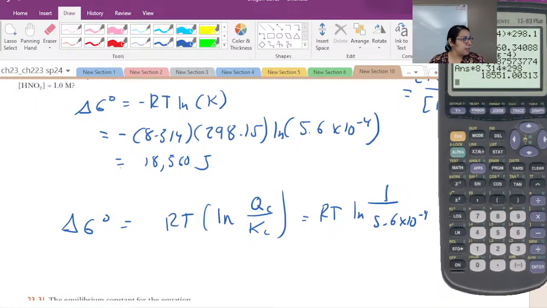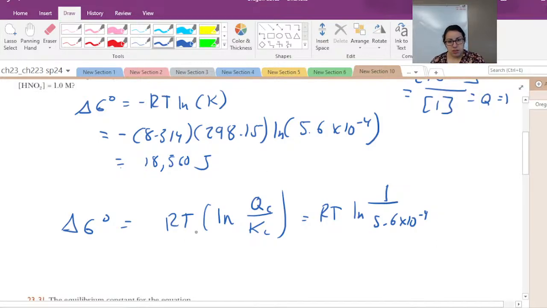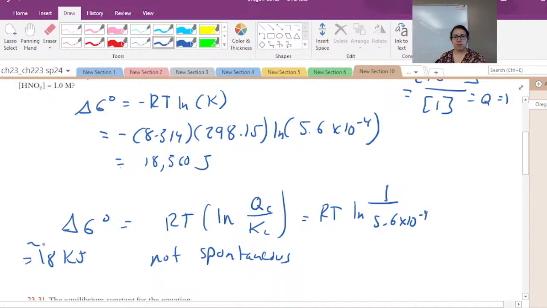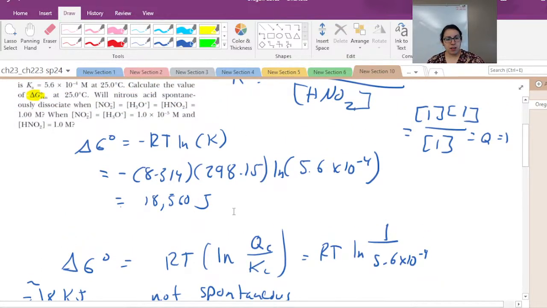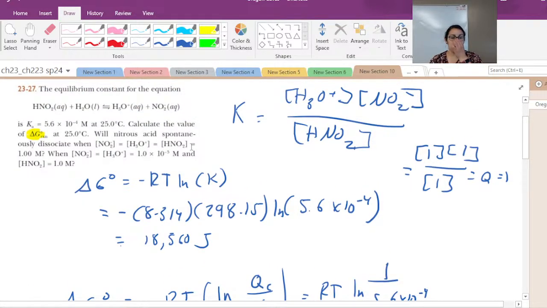And so what do we get for that? So would it be spontaneous? So no. So under these conditions, right, not spontaneous. So we're saying, right, it will not dissociate. So equal to 18 kilojoules approximately, which was basically what we had kind of seen up there. So that made sense with our Q of 1, plugging that in.